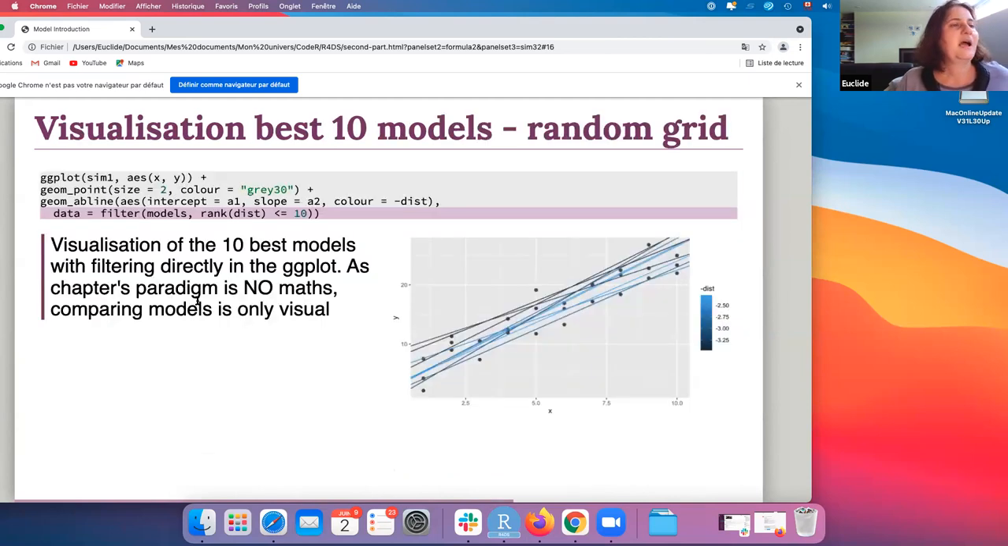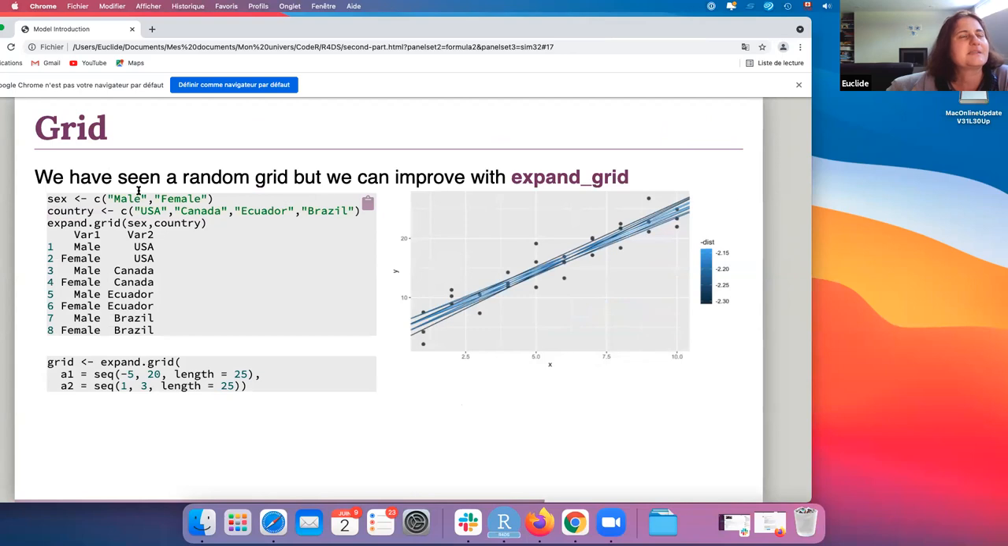Okay. And we can also do some visualization. The chapter is mostly about visualization. This time we are using just a random grid, so we have this kind of visualization with the 10 best models. It's very visual. What is interesting, I believe, is more to remember how to plot.